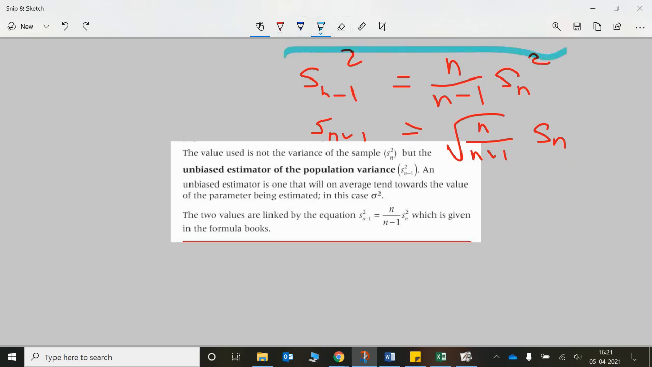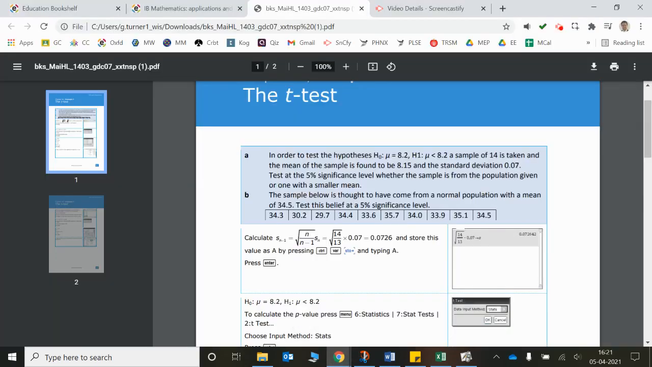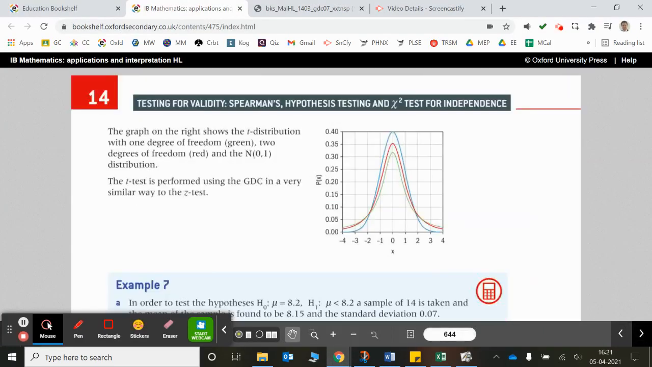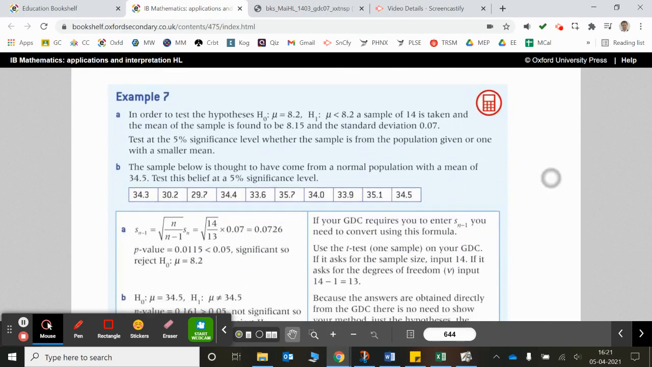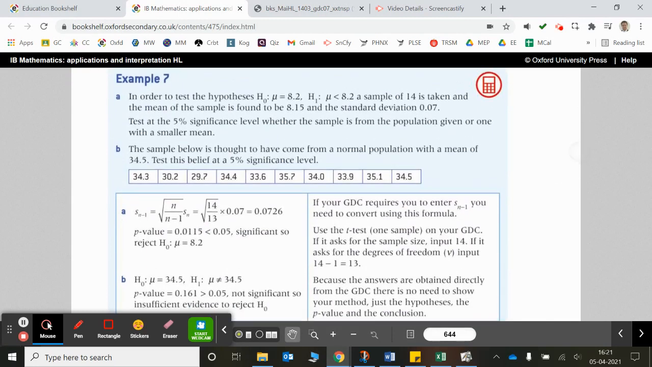From my point of view, I would try and remember this formula here, that the variances are connected by this very simple multiplier, n over n minus 1. You want it to get slightly larger when you're estimating the population standard deviation. Okay, so that's what we're going to need to use. Now, in terms of the question, actually, the working out for this is easier than the working out for the z-test.